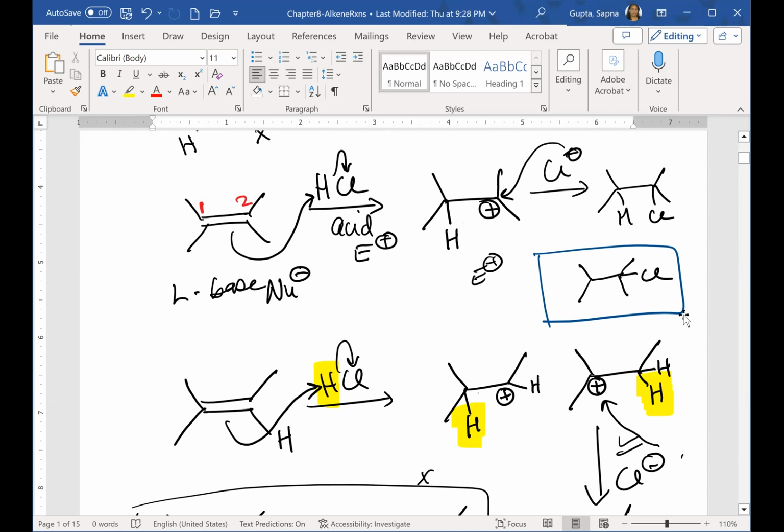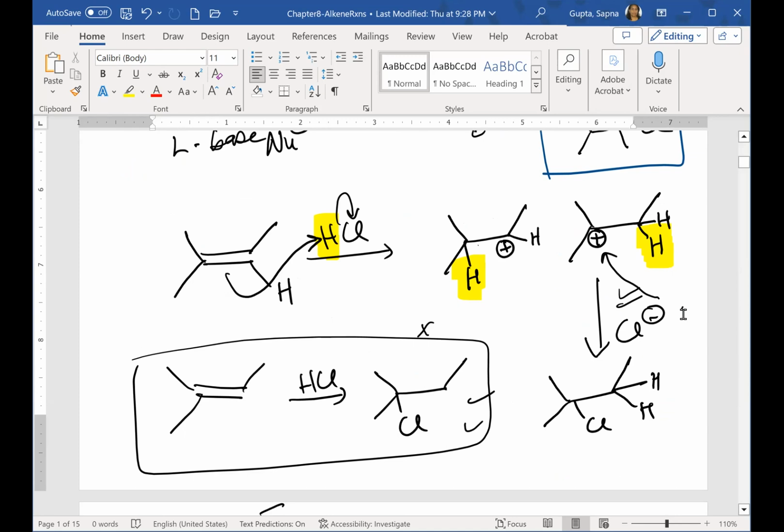Remember, Markovnikov is when hydrogen goes to the carbon with more hydrogen. That's what I've highlighted here in yellow for you. So a hydrogen goes to the carbon with more hydrogen. That's called Markovnikov. And now we understand why that happens. And why that happens is because of the carbocation formation. Okay, so the more stable the carbocation is, the better.